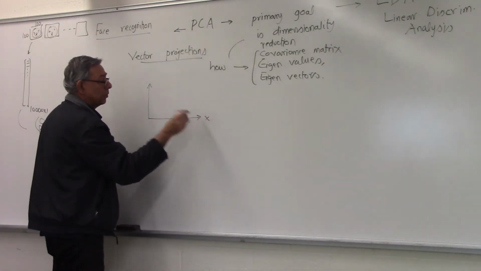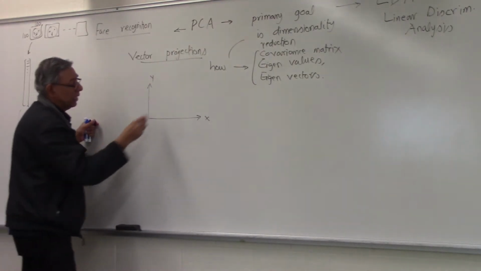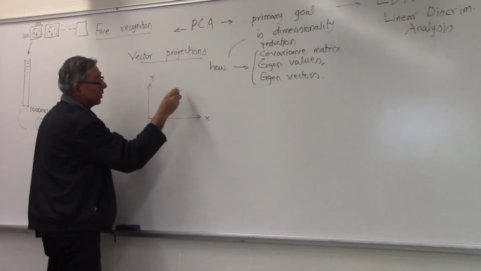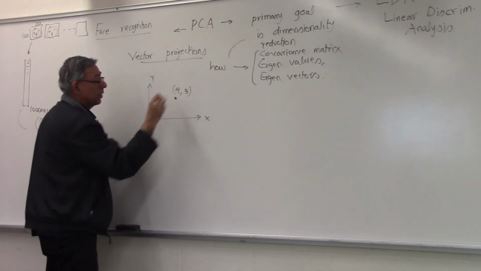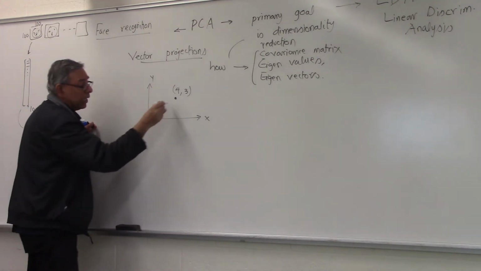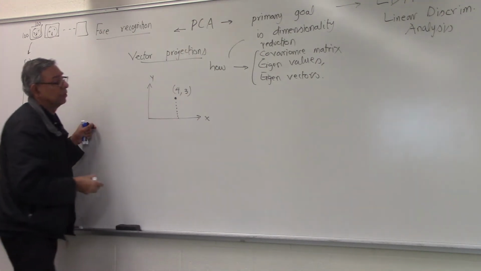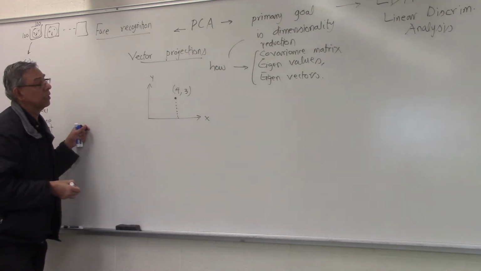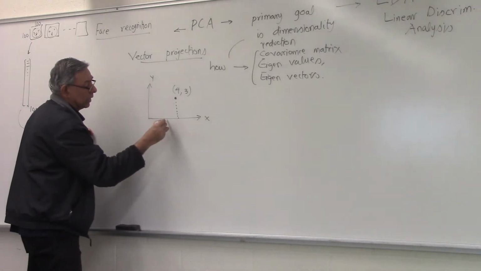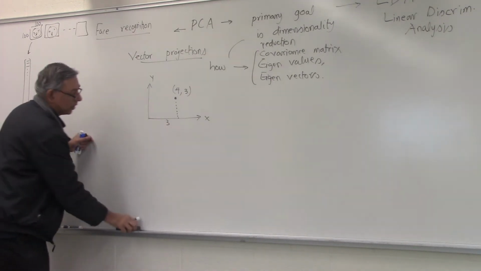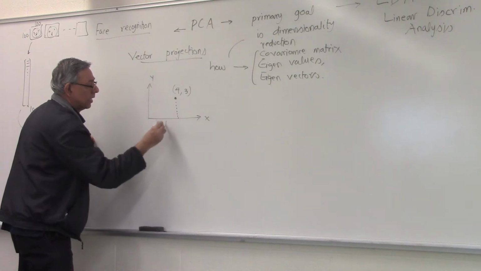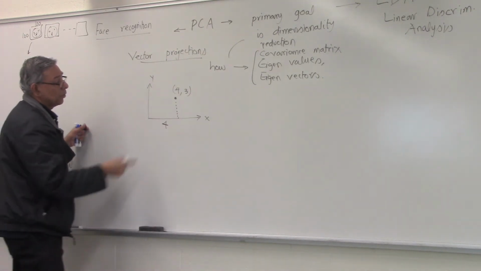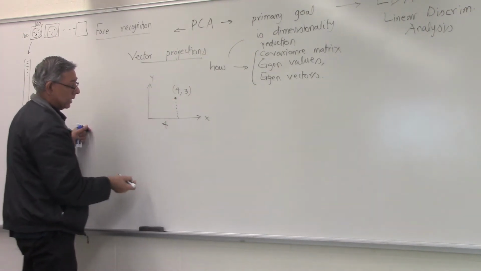Okay. So again, an easy way to understand this: let's say we have two-dimensional data, x, y, and some point over here, x of 4, let's say y of 3. If I project this on the x-axis, what will I get? The x component, which is 4, right?